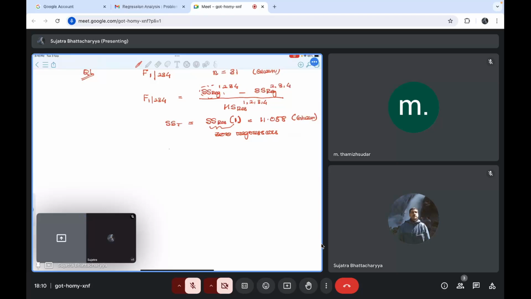Let's do it one by one. Let us write SS residual of 1, 2, 3, 4. This is already given in the question, and I'm not showing it every time. It is 0.441, which is given in the question.